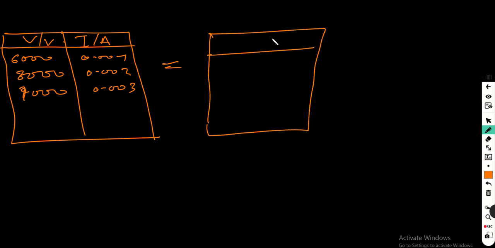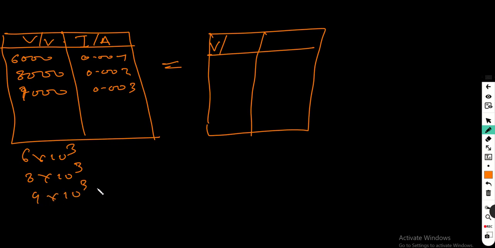Okay, if I have this, now instead of having V here, I will not have that. I'll convert all of this to standard form. If I do that, I'll have 6 times 10 to the minus 3, 8 times 10 to the 3, and 9 times 10 to the power 3, because the decimal point has gone 1, 2, and 3. Now, when you do that, you see all of the numbers have 10 to the power 3.